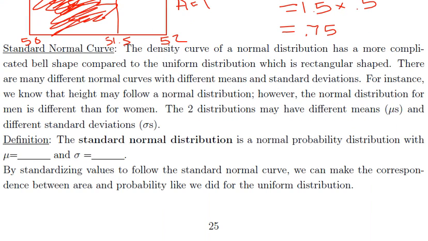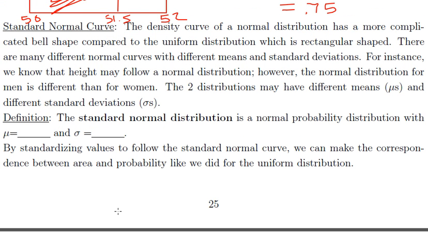So the standard normal curve we just talked about has a mean of 0, so mu is equal to 0, and a standard deviation equal to 1. We're going to be dealing with the standard normal curve in 6.2, and then we'll go to other different types of normal curves eventually.